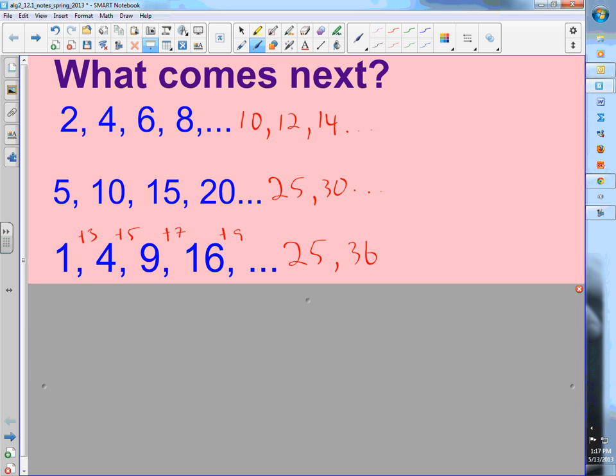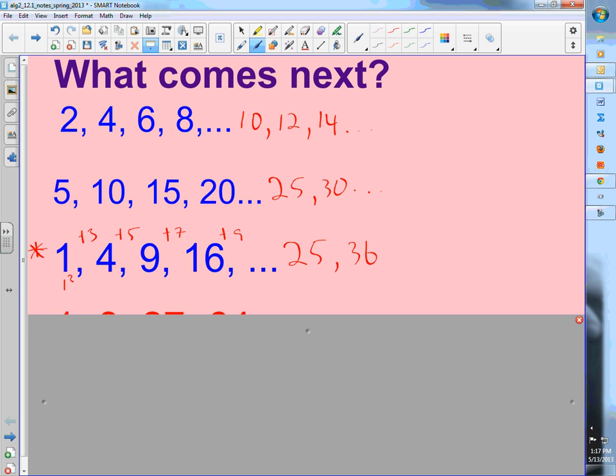This sequence, you want to make sure you recognize when you see it. It's not one of the two main types of sequences, but this one, the perfect squares, where you might be looking at it as 1 squared, 2 squared, 3 squared, 4 squared, you want to remember that sequence when you see it. You know that they are squares.